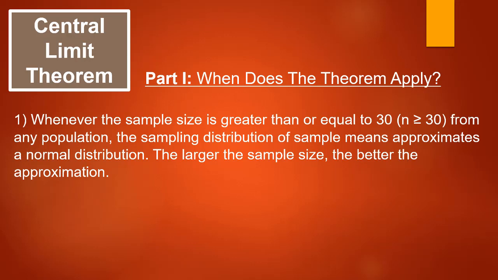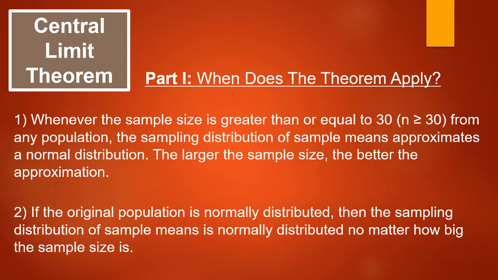Second condition is if the original population that we got our data values from was normally distributed, then when I go and find all those means, that sampling distribution of sample means will also be normally distributed, no matter how big the sample size is. So in part one, we don't know whether the original population was normal or not. And it doesn't matter because the sample size was big enough. But what the second condition says is that it doesn't matter what size the sample is if you know the original set of values that you were finding the means from was actually normally distributed itself. So if either one of those conditions are true, then the Central Limit Theorem applies.